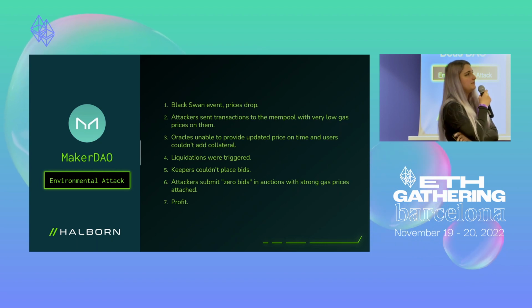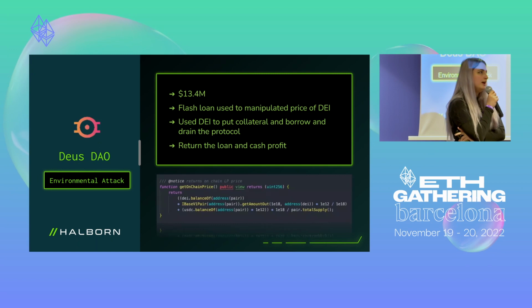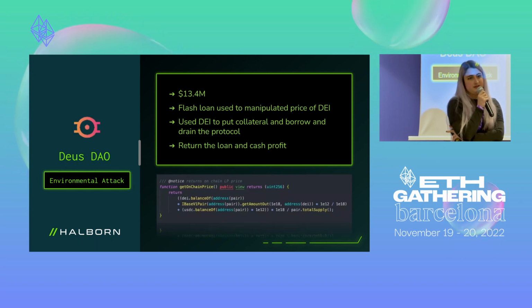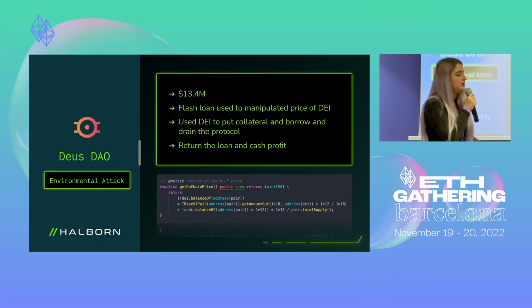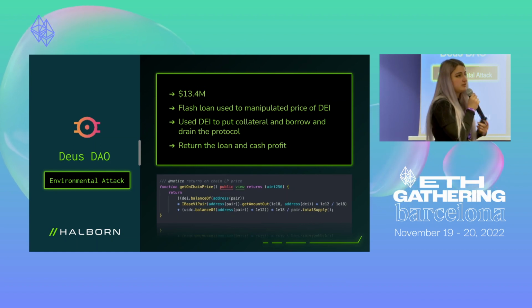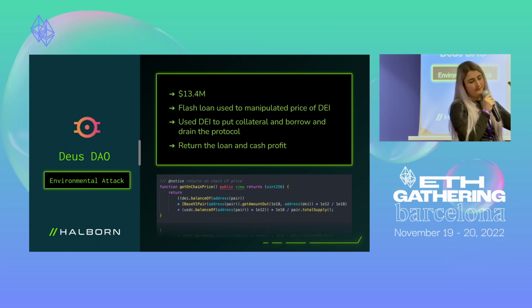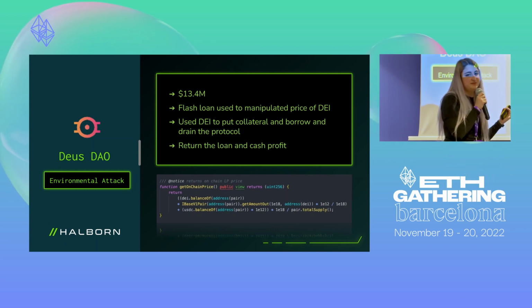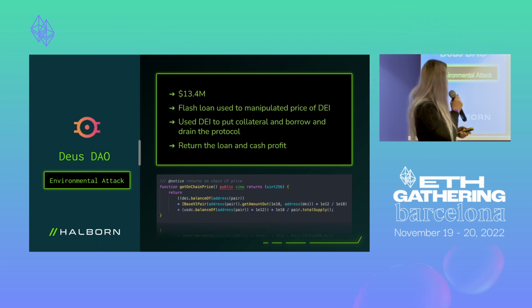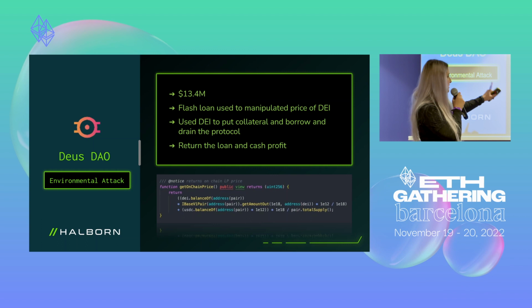So another kind of environmental attack that we see is price manipulation in the oracles. It's not only with DAO, it happens with other kinds of blockchain protocols. So this was the case of Deus DAO. What the attacker did was basically manipulate the price of the DAI token. When they manipulated the price, the value got inflated. So they used those borrowed tokens to borrow more tokens and then cash out the profit, selling them for that higher value. And they lost 13 million, which is a huge amount. This is oracle capture.